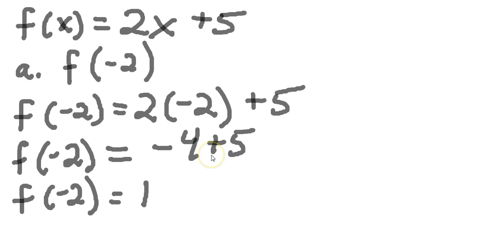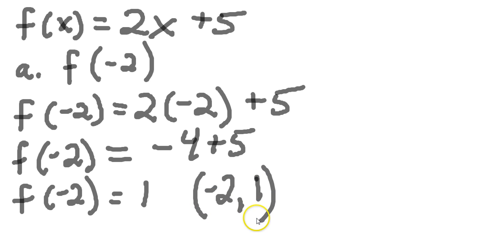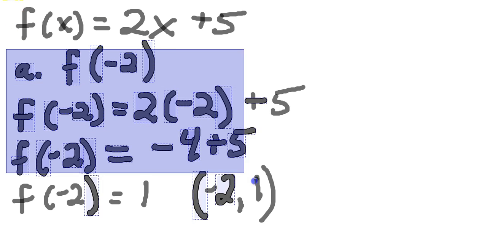So that's our answer. f of x equals 2x plus 5. When we dump in a negative 2, your f of x value, or your y value, or your range, is 1. And we could write that as an ordered pair of -2, 1. Okay, now it's going to get a little bit trickier.